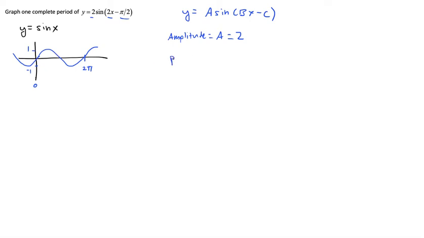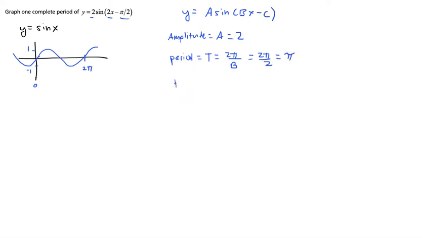Okay, the period, which is given by T, it's 2 pi divided by b. Okay, it's 2 pi divided by b. In this case, b is equal to 2, right? So 2 pi divided by 2 is equal to pi, right? And that's going to be the period of this function.